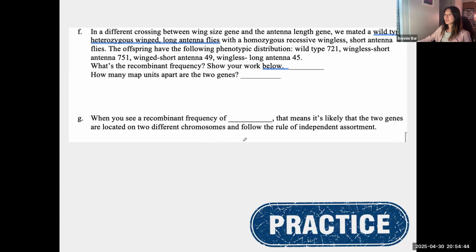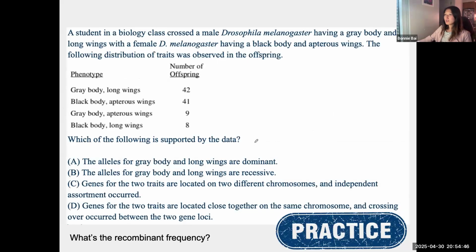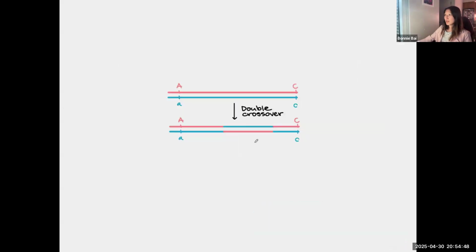We did this in class, we did this in class, we did this one in class. Ooh, this is showing you double crossing over. We did not do this one in class.